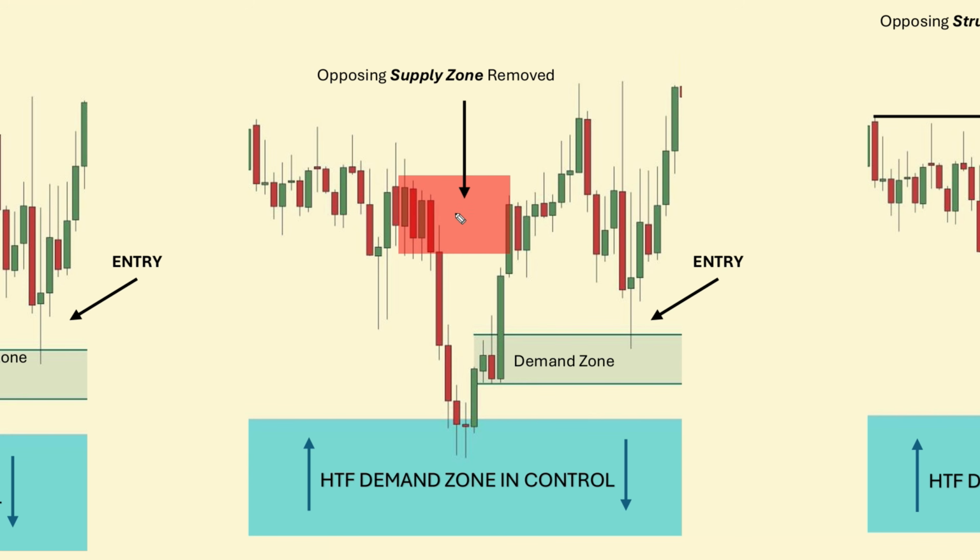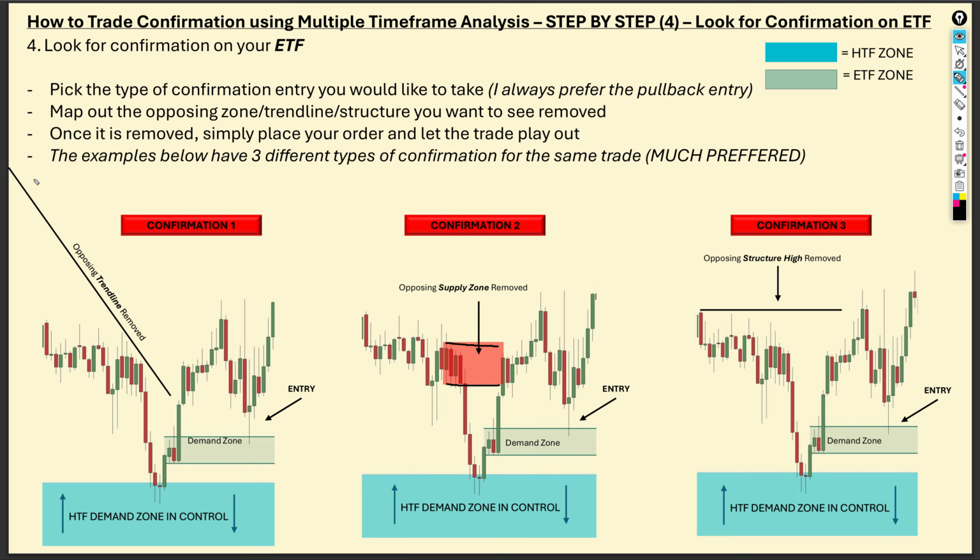We can see a beautiful supply zone right here, the basing, strong move away. That supply was removed by this demand, and that is our confirmation. So as we are on our entry time frame, before any of this happens, after our higher time frame alert was triggered, now we go and we draw our supply zones, or we draw our downward trend line, or we draw our structure high. Or in this example, we literally have all 3.